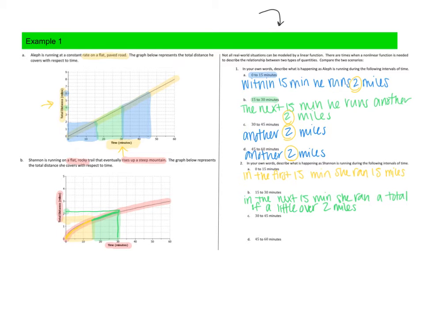The next chunk of time, to 45 minutes, it's a total of 2.5 miles. And then the last 15 minutes from 45 minutes to 60 minutes shows that she ran a total of 3 miles.